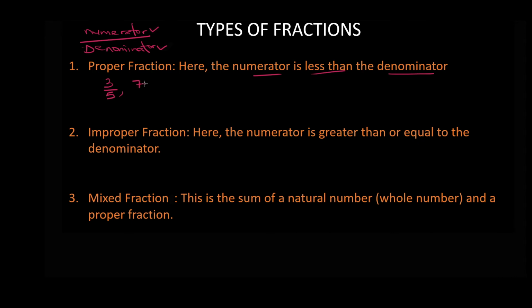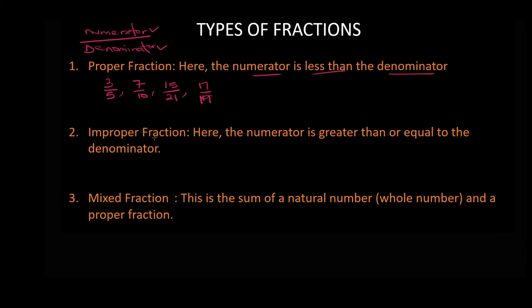Another example, 7/10. Numerator is 7, denominator is 10. 7 is less than 10. Another example is 15/21. 15 is less than 21. Numerator is less than denominator. What about this example? 17/19. 17 is less than 19. These are examples of proper fractions.